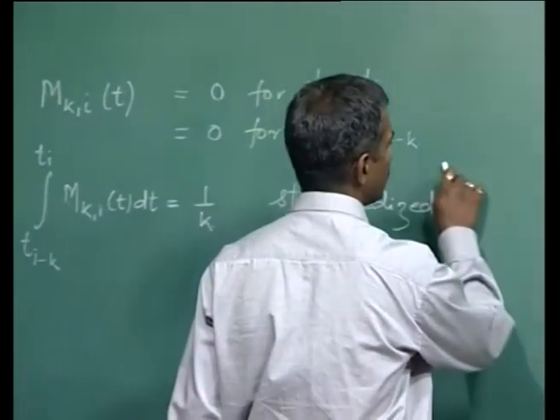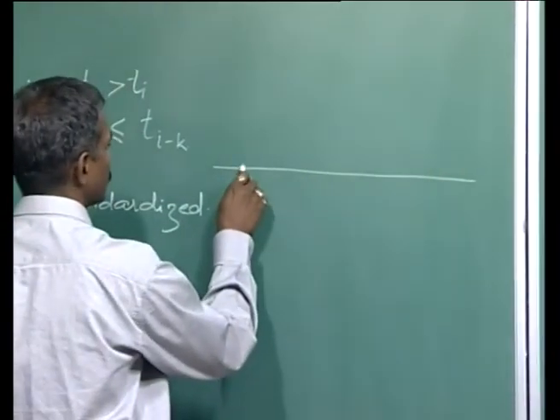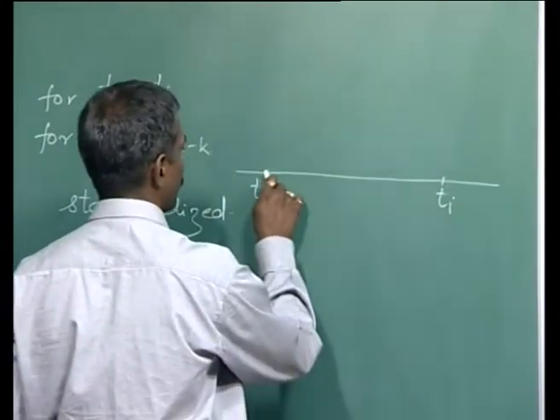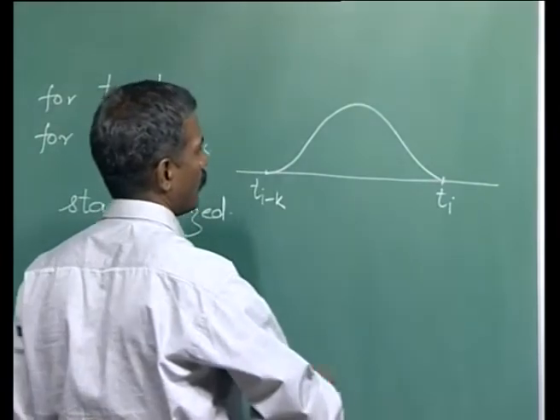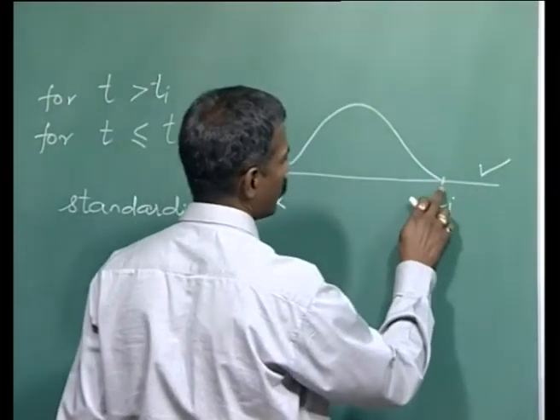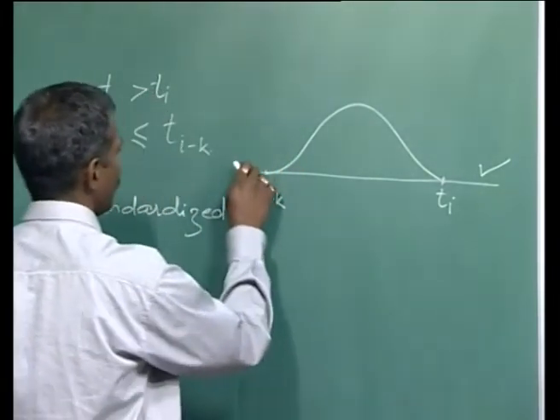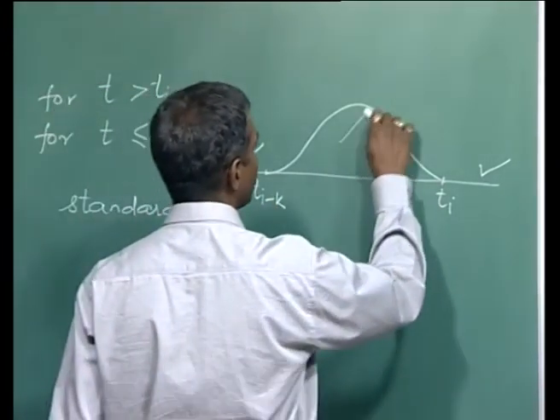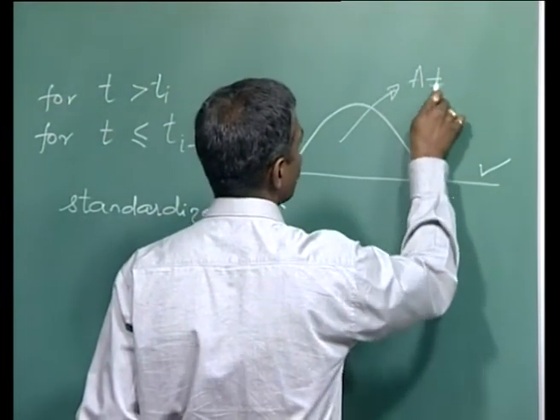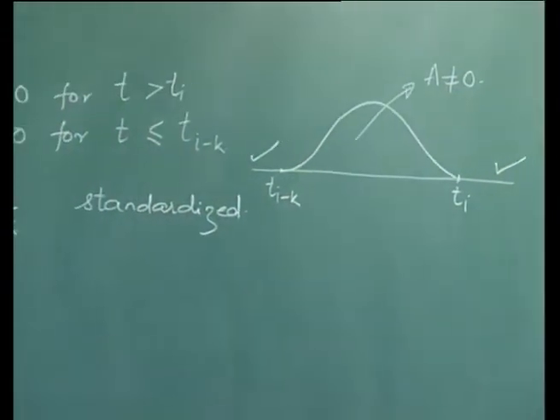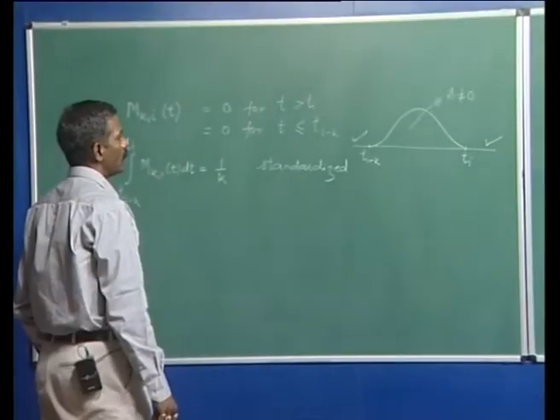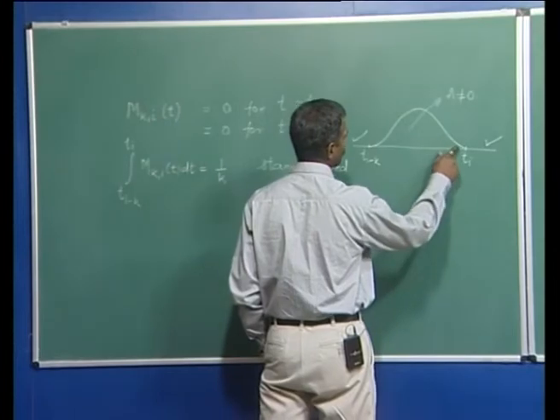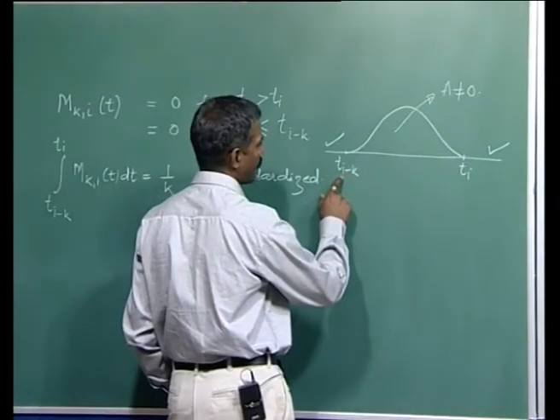So if we look at the bell-shaped characteristic of this function, we had worked on this part for values of t greater than ti. We had worked on this part for values of t smaller than ti minus k, and we had shown that the area is non-zero. If you recall, we had never talked about the non-negativity of this function for values of t in between ti minus k and ti.